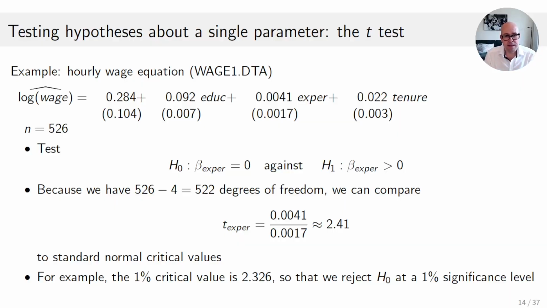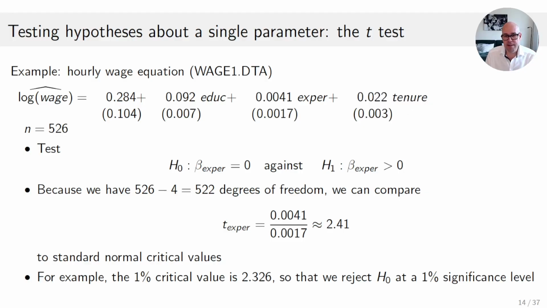Now let's look at another example. So here you have this wage equation that we saw before, summarizing the output that you get when you run a regression. Here's your intercept, estimate of the intercept, standard error, estimate of your slope for education, years of education, standard error, work experience, standard error, coefficient on tenure, standard error.